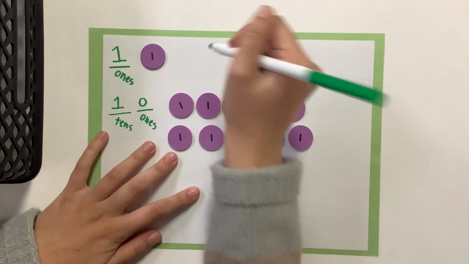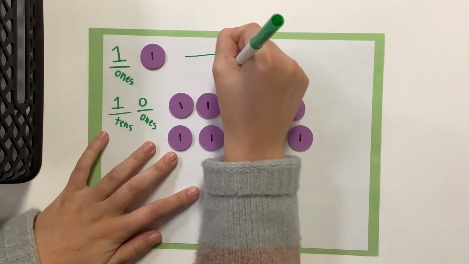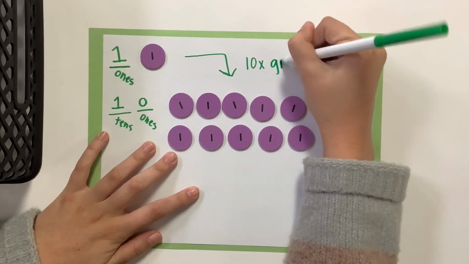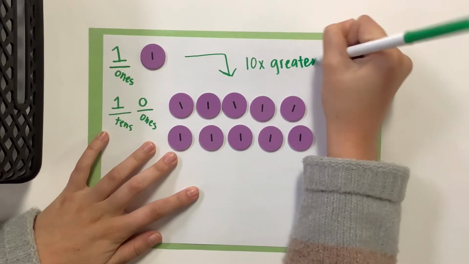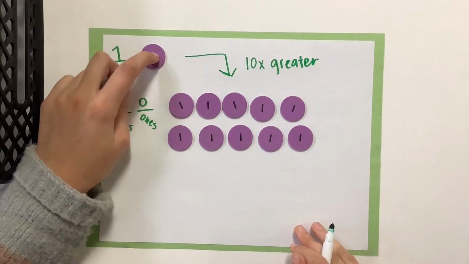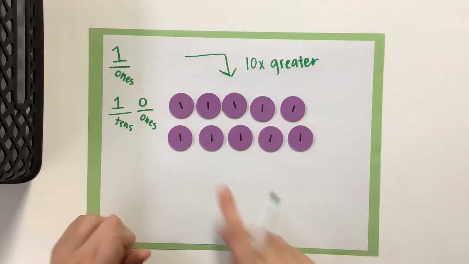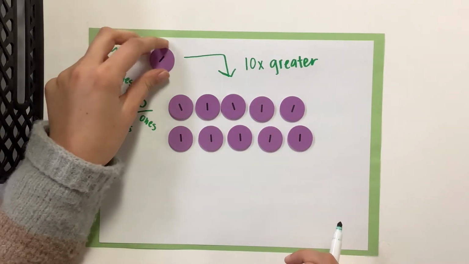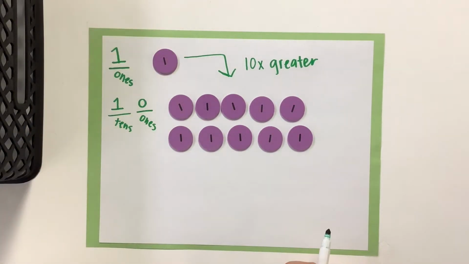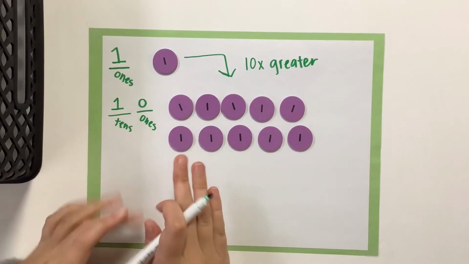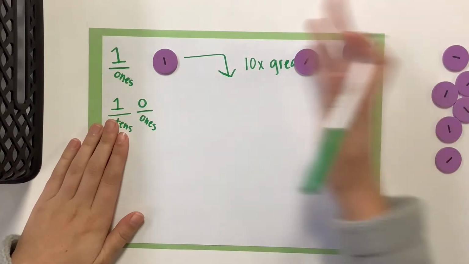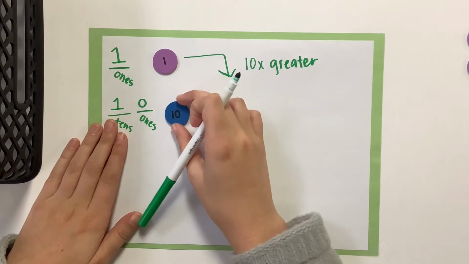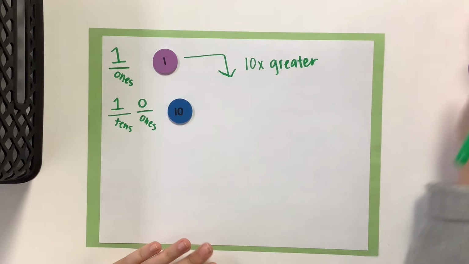You might say that this 1 just got 10 times greater, right? We have this 1. Now we have this 1 10 times. Okay. What if I replace these 10 ones with this little 10 counter instead? Okay.